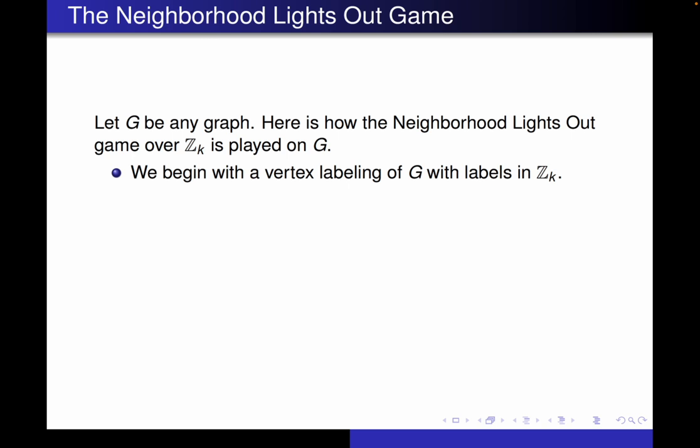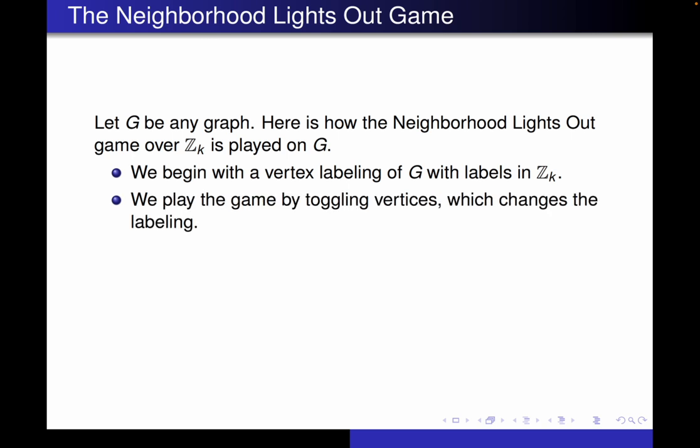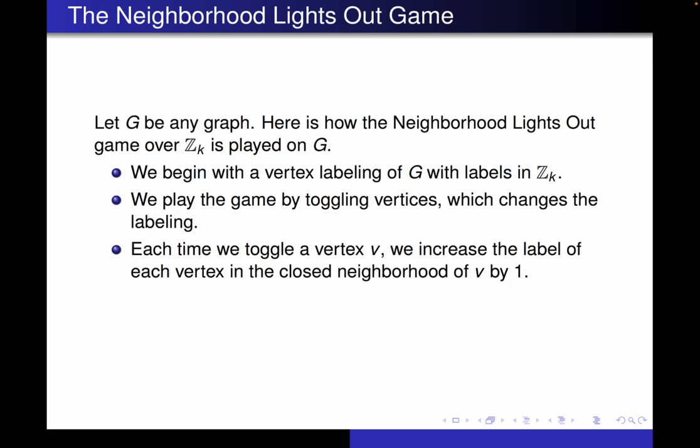We start off with labeling the vertices of G with labels in Z_k. We play the game by toggling the vertices. Each time we toggle a vertex, that's going to change the labeling. When we toggle some vertex V, we increase the label of each vertex in the closed neighborhood of V by 1. What I mean by the closed neighborhood of V is V plus any vertex that is adjacent to V. And then we win the game when every vertex ends up with label 0.